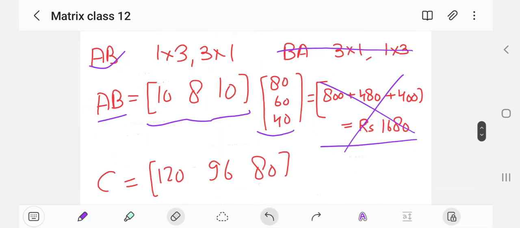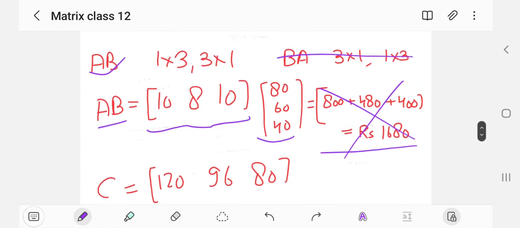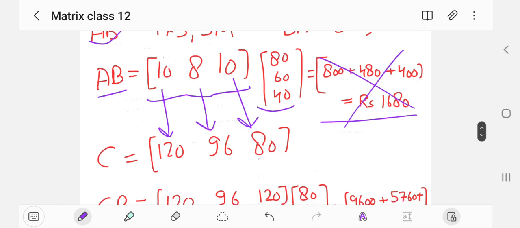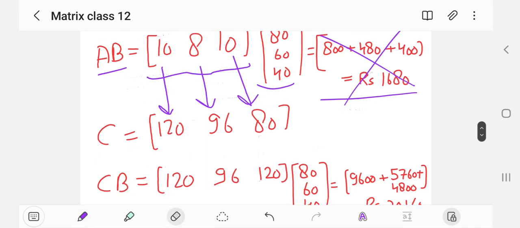Accordingly, I have multiplied this 10, 8 and 10 with 12 each. After multiplying I get 120, I get here 96, and here 80. This should not be 80, let me check. Yes, here it should be 120 instead. Okay, so why have I done this? Because the quantity given to me is in the dozen and the price is given for each book, right?